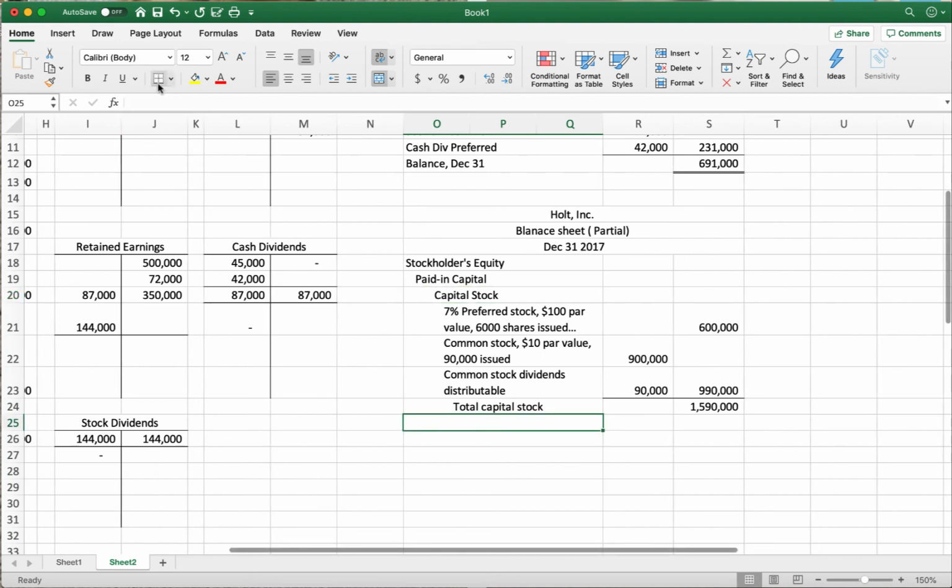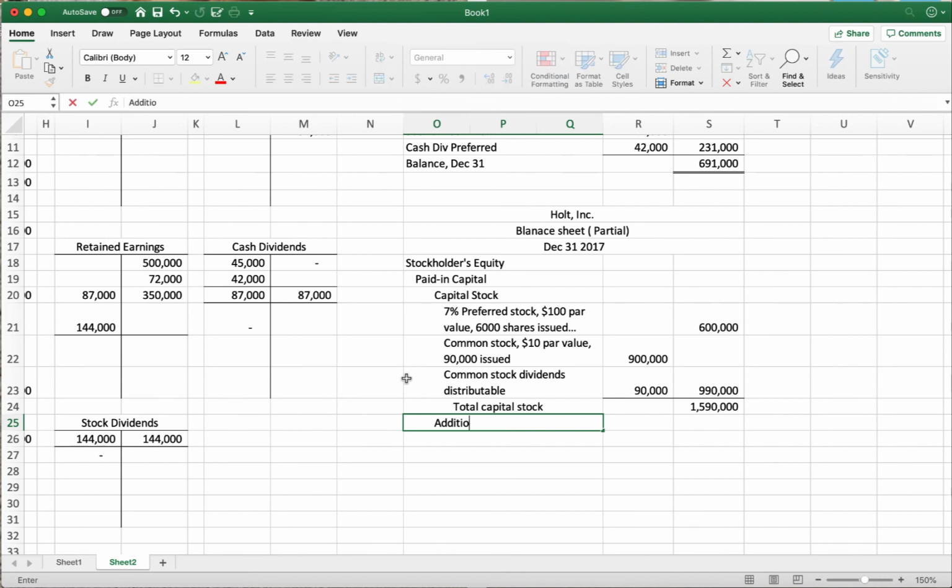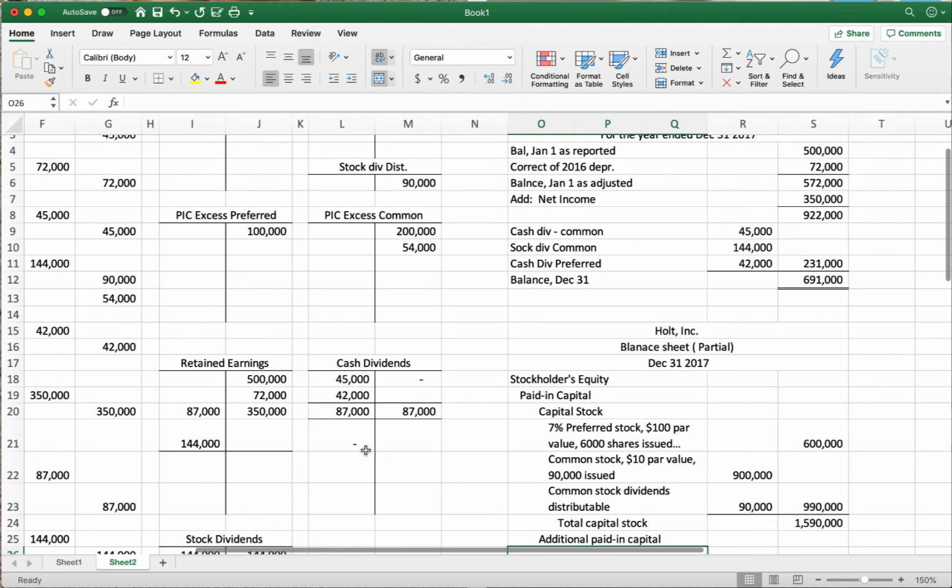Okay. Now, within paid-in capital, remember, we have our common stock, but we also have our additional paid-in capital. So I'm going to indent 3 times: 1, 2, 3. And I'm going to type additional paid-in capital. Okay. Now, within this additional paid-in capital section, I have 2, right? I have the excess of par preferred and the excess of par common. Okay. So what I'm going to do is find what those balances are and just plug them into the balance sheet.